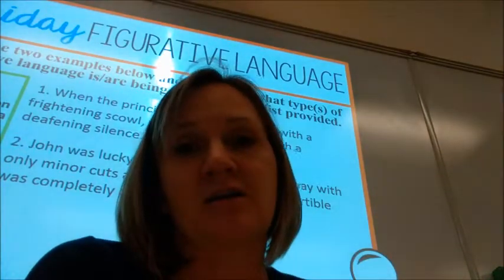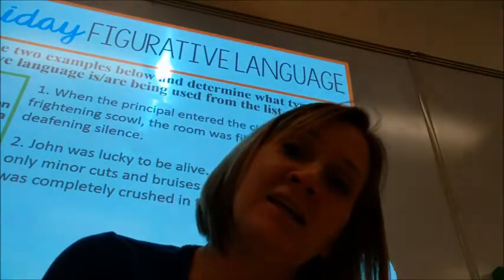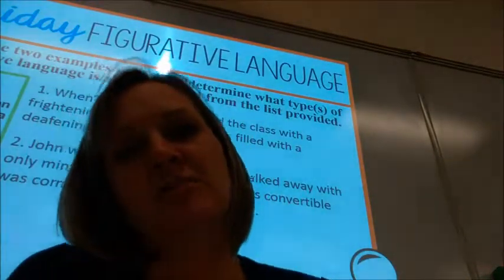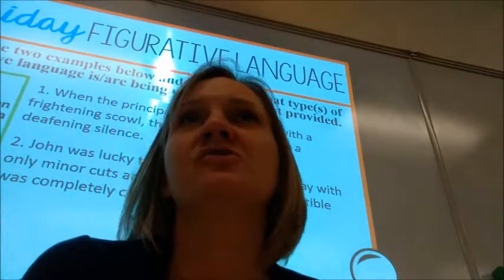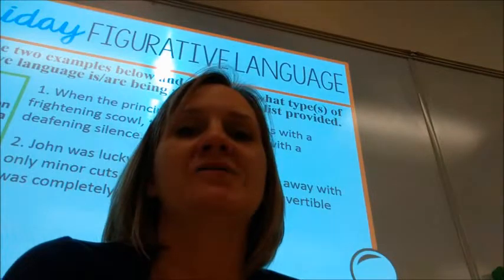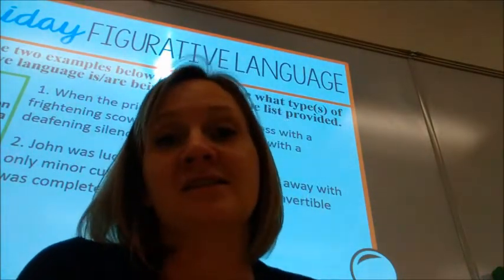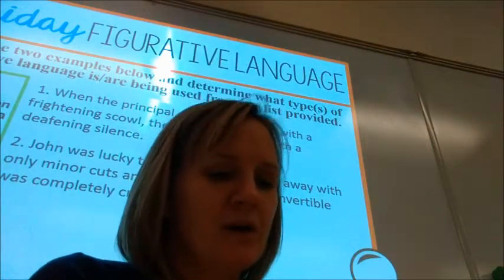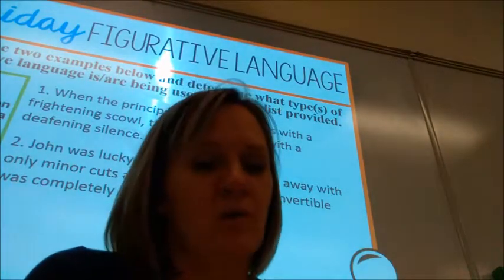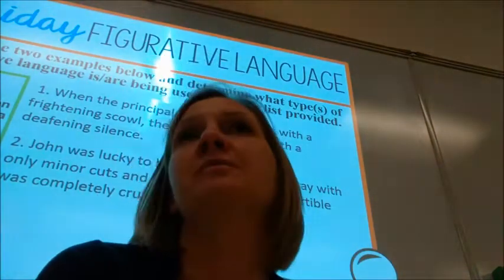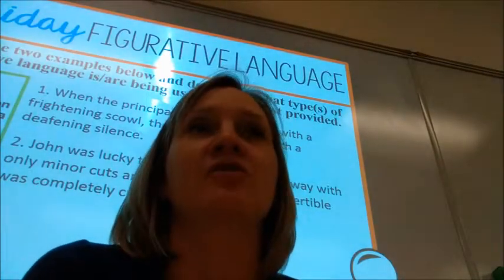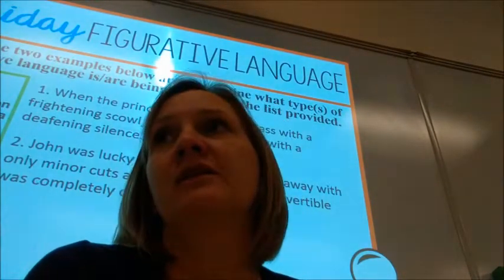Irony, we know, is a contrast between what really is and what we thought it was going to be. So it's usually some sort of a surprise. We get fooled. We get, I didn't think it would be like that. That's surprising and ironic. A metaphor is when we compare two things, but we basically just say that the one thing is the other thing.